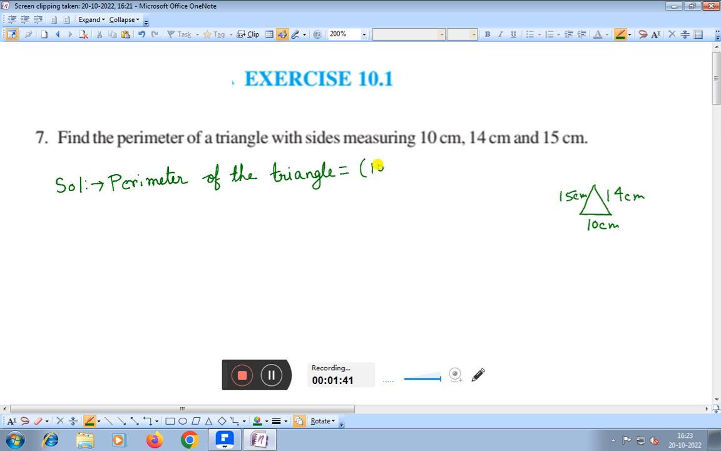10 centimeter plus 14 centimeter plus 15 centimeter. That is 10 plus 14 plus 15, right?